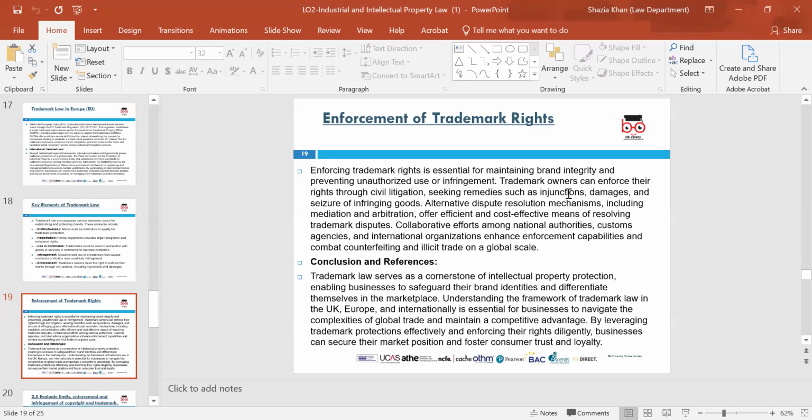So, as we mentioned, mediation was an alternative. Alternative dispute resolution mechanisms, mediation, arbitration, and collaborative efforts among national authorities, customs agencies, and international organizations enhance the enforcement capabilities and combat counterfeiting and illicit trade on a global scale. Trademark laws serve as a cornerstone of intellectual property protection, enabling businesses to safeguard their brand and their identity.